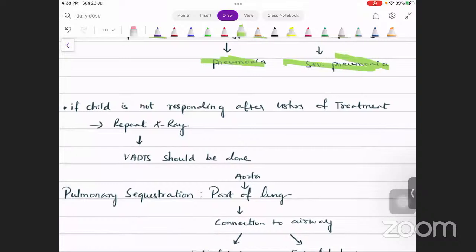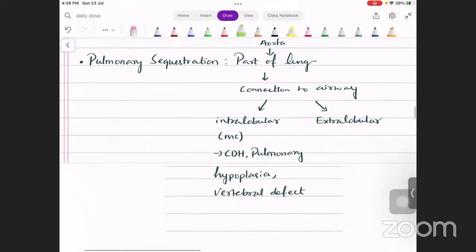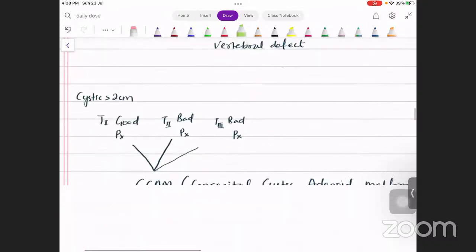So remember, if the child is not responding after the 4 to 5 hours of treatment, then repeat the X-ray and do the VATS. And apart from that, you can consider pulmonary sequestration, also for this severe pneumonia.